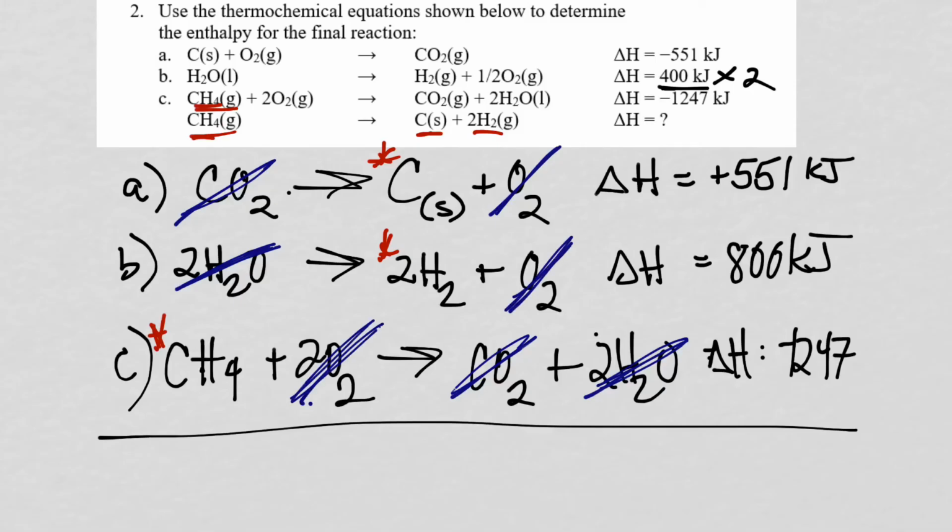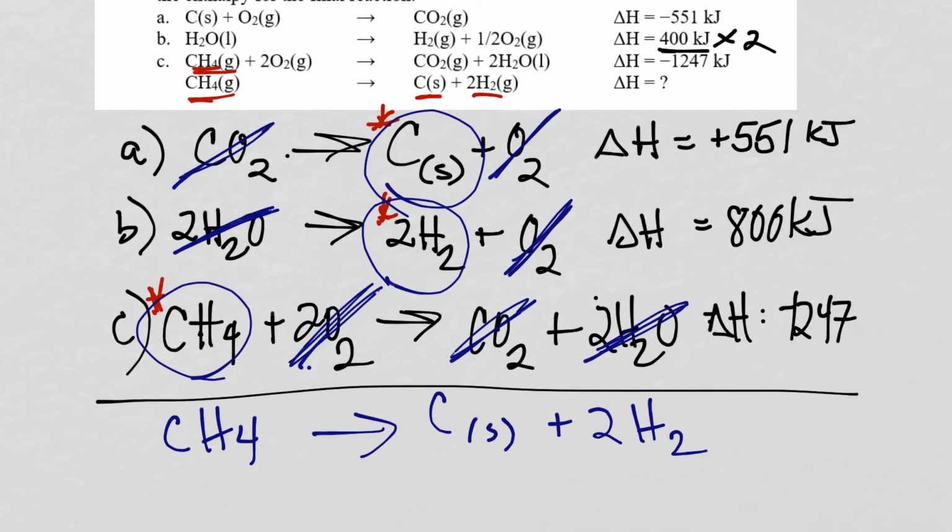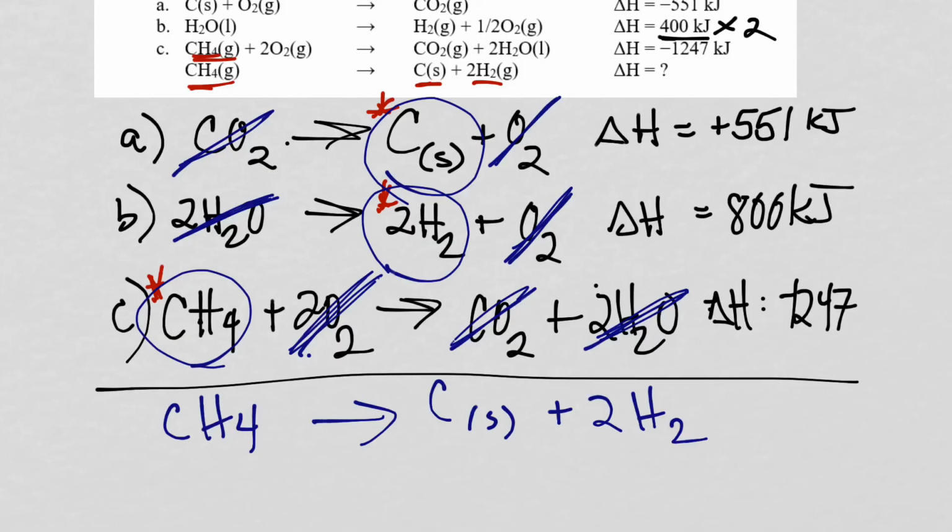And what you should have now when you add them all up is CH4, this one right here, and these are the only things left: solid carbon and 2 of those. Now that looks a whole lot like this, which is what you wanted at the end of this problem. So the important part is that you now add up all of these. When I add up positive 555 and positive 800 and negative 1247, I end up getting a delta H for this of 104 kilojoules. And that is the answer.